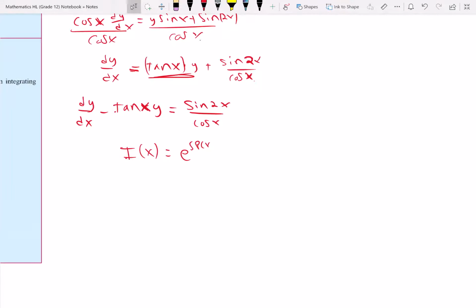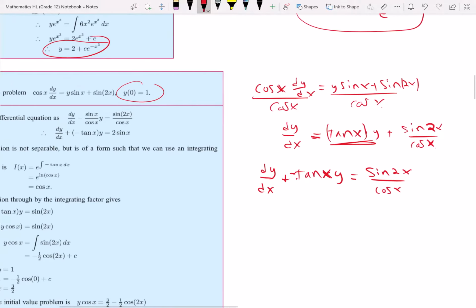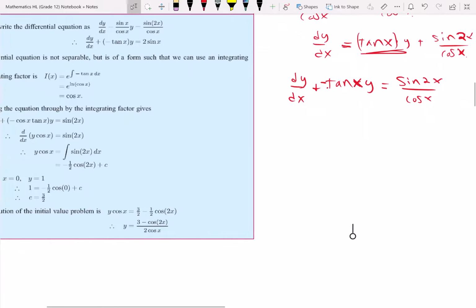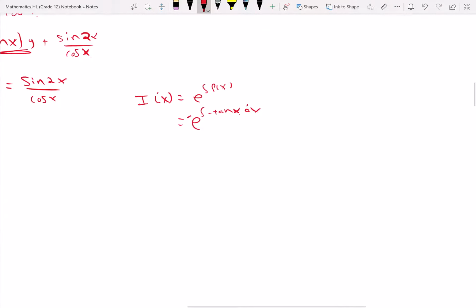In this case, the piece next to y is, and this should be a plus sign, right? So it's going to be negative tangent. Actually, let me do this on the side. This will be side work, right? So I of x equals e to the integral of p of x, which in this case is e to the integral of negative tangent x, right? So we have to remember, with respect to x, what is the integral of tangent x? I don't know if our formula book gives us that, but they're getting e to the natural log cosine of x.